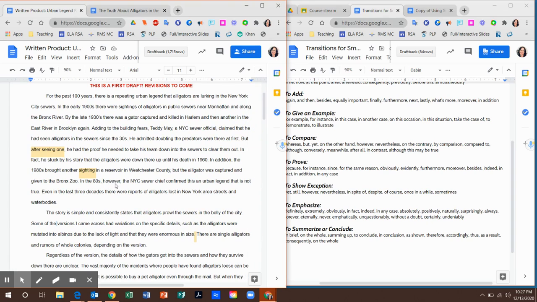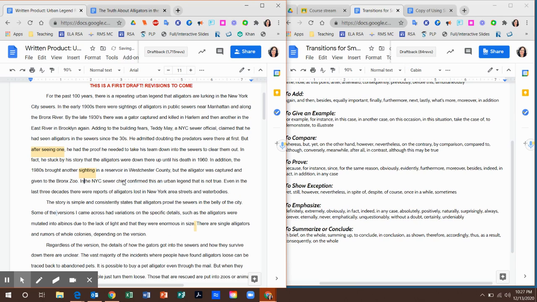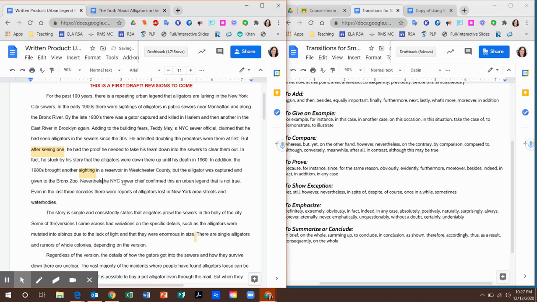So here's how I want that to look. And then, so if it's the 1980s, that's the New York City sewer chief of the time, right? So "New York City sewer chief at the time confirmed this," hang on, that doesn't make any sense. "Nevertheless, the New York City sewer chief at the time confirmed this urban legend is not true."